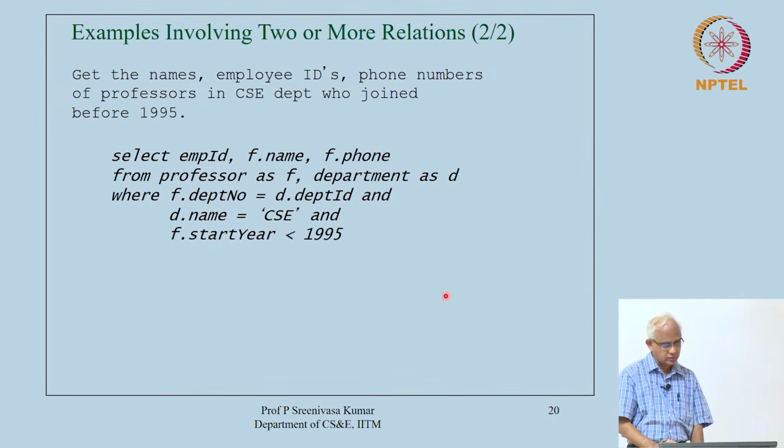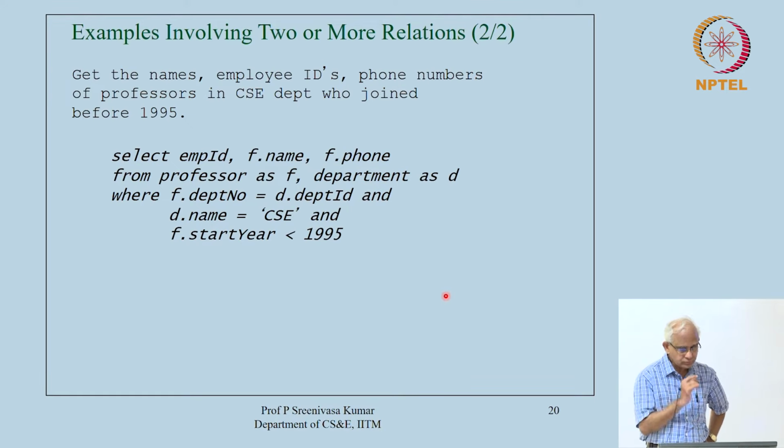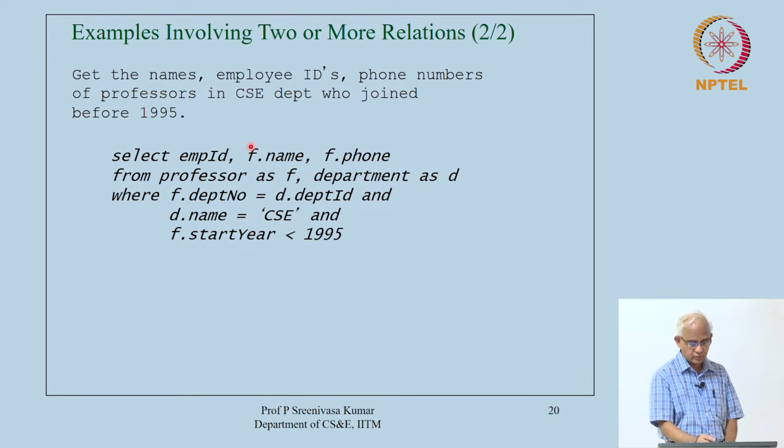So, let us go ahead and look at another query. This is simple. Get the names and employee IDs of faculty members of professors in CSE who joined before 1995. Similar to before, only earlier we gave the department number for CSE, now we are saying just the CSE department. So, the information is available in the professor as well as department tables.